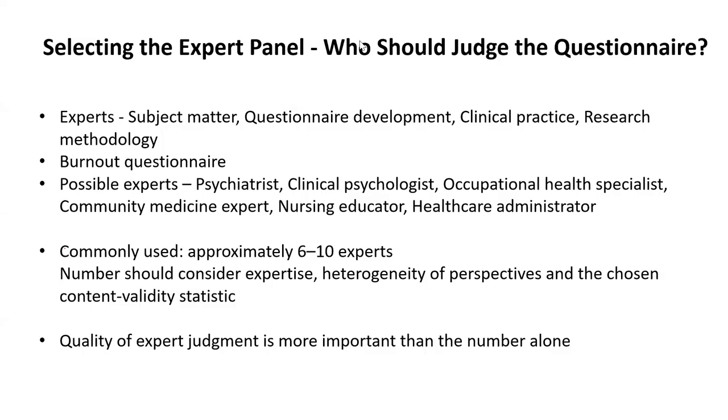Approximately, it is usually recommended that 6 to 10 experts should be in the panel, and ideally it should be a heterogeneous group, so that they bring different perspectives to the table. Consider their expertise also. The cutoffs for the various statistics you come up with usually depend on the number of experts. So that is also very, very important. Again, it's not just the numbers, but the quality of the expert judgment, the quality of assessment, that is also important. One has to be very careful in choosing the experts for your panel.